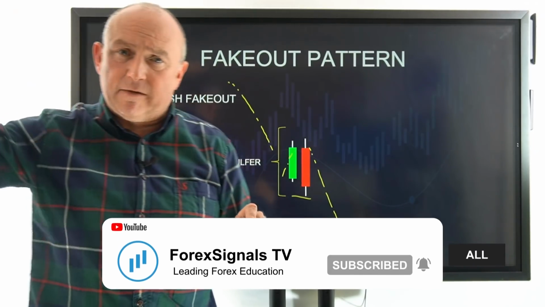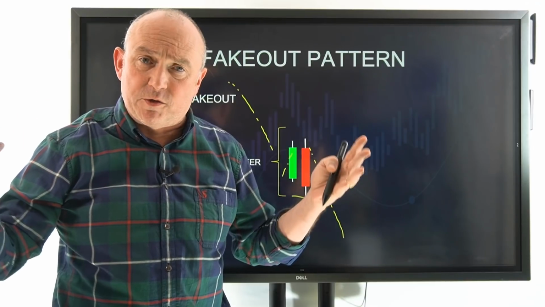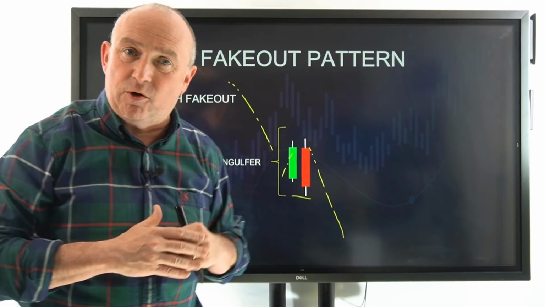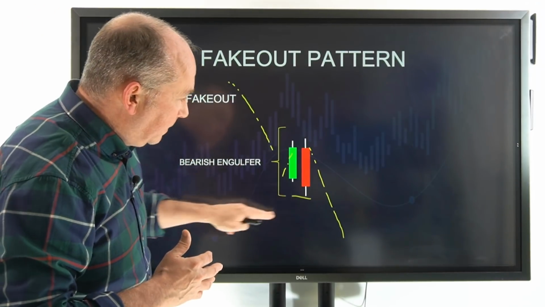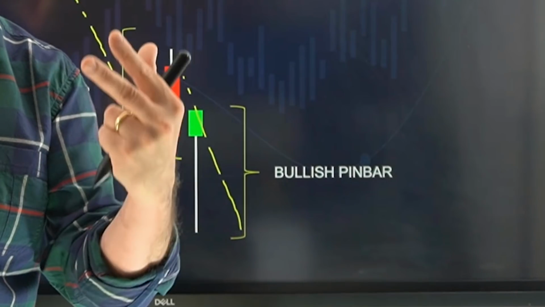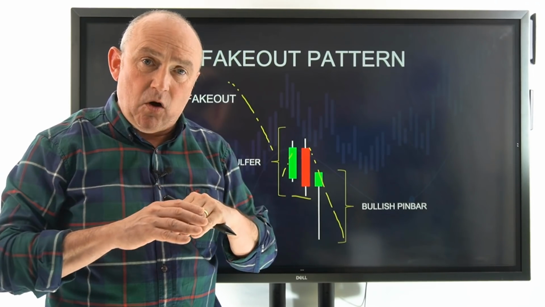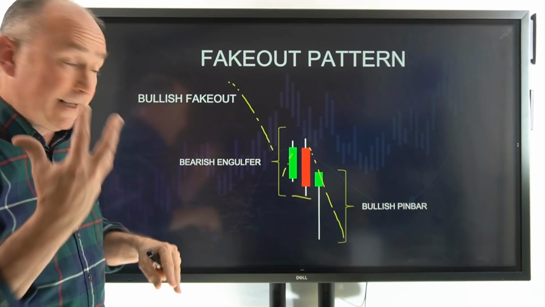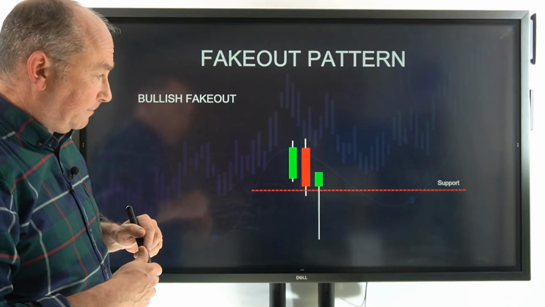But we're not looking to follow trends in this strategy. We're looking for fake outs. We're looking for reversals. We're looking for these at key levels of significance. So when you see this bearish engulfer followed by a bullish pin bar, that is a good sign that this market is now going to reverse, and that level of support in this case has been respected.